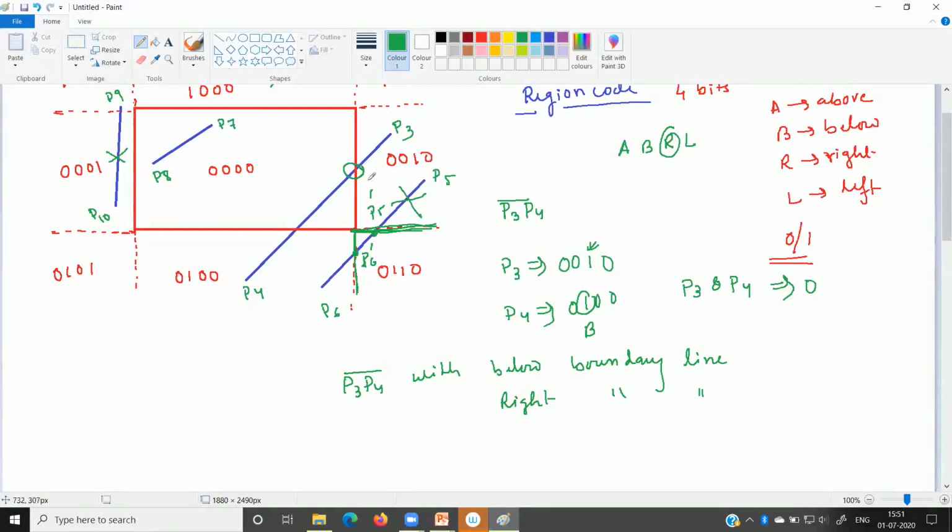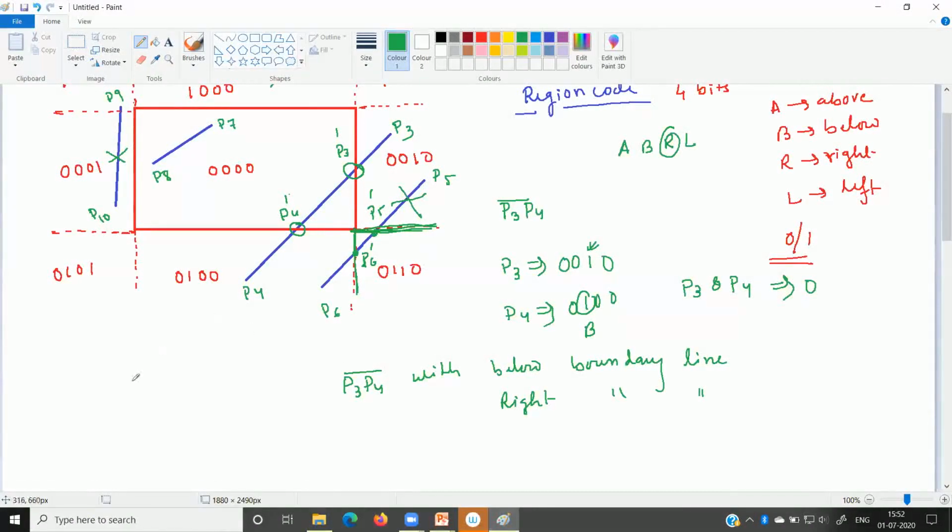If you find the intersection, you can find it easily. This is my intersected point. You know the equation of P3, P4, and you know the equation of this boundary line, so you can find out the intersection. Let us make it single dashed, so it is P3 dashed and P4 dashed. These two are the intersection points.